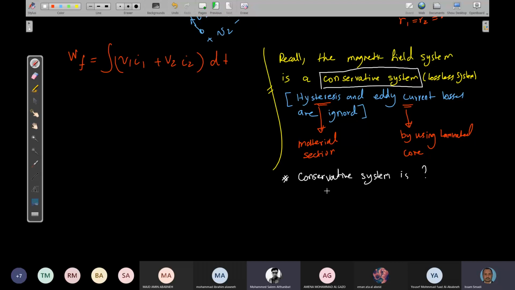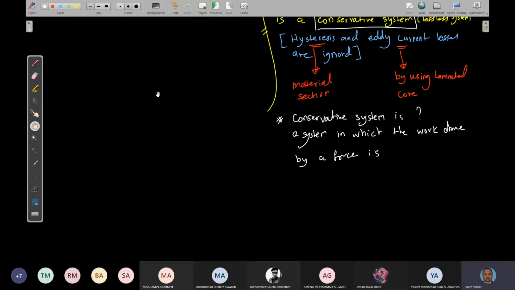So simply, this means that in this system the work done by the force is independent of the path. Yeah. So simply it is a system in which the work done by the force, or the work done by the system, is independent of the path it is taking.